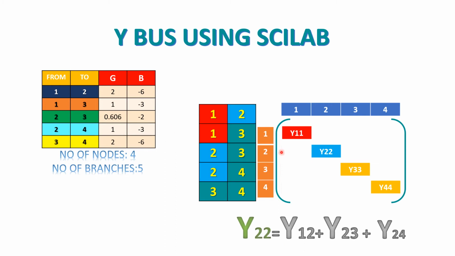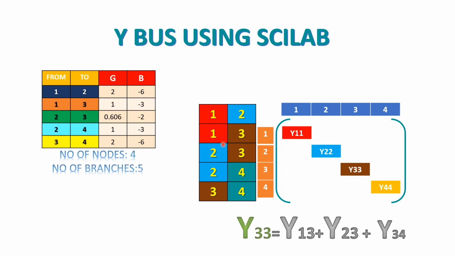And if you want to know how many elements are connected to node 2, in order to calculate this y22, in these 2 columns, 2 is appearing 3 times. That means 3 elements are connected to node 2. What are the elements? 1 2, 2 3 and 2 4. When these corresponding admittances from this table are added, you are going to get y22.